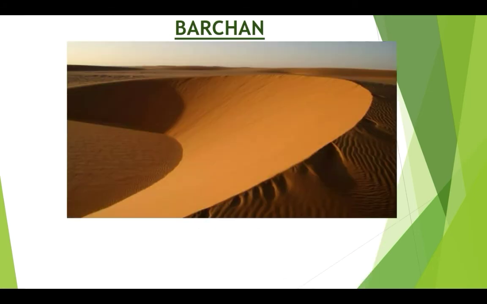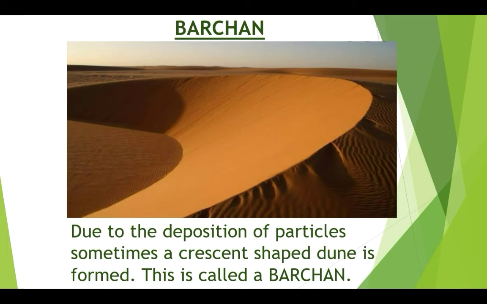Barchan. Barchans are the crescent-shaped sand dunes. Due to the deposition of particles, sometimes a crescent-shaped sand dune is formed. This is called a barchan. It appears like half moon.